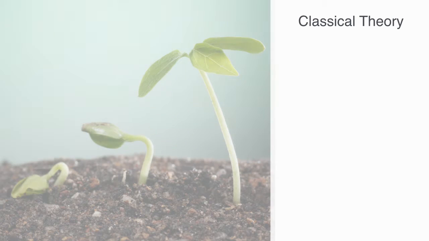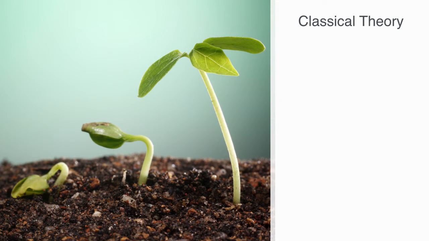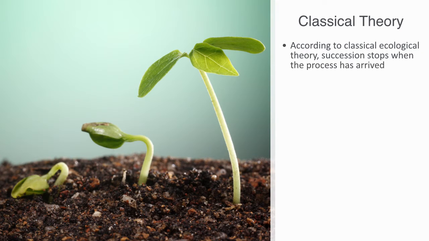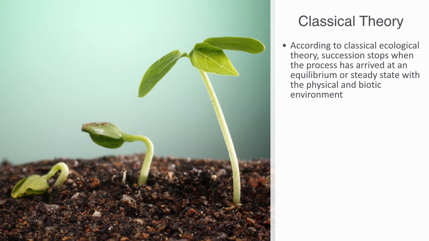Climax. In 1916, Frederick Clements published a descriptive theory of succession and presented it as a general ecological theory. His theory of succession had a strong influence on ecological thought. Clements' concept is usually termed classical ecological theory. According to classical ecological theory, succession stops when the process has arrived at an equilibrium, or steady state with the physical and biotic environment. This endpoint of succession is called climax.